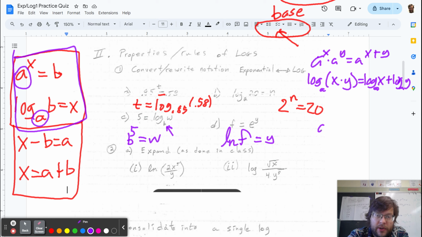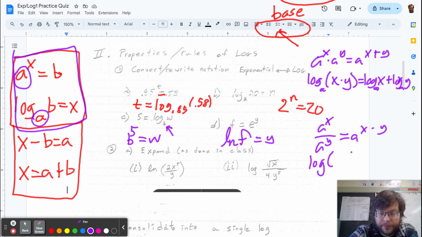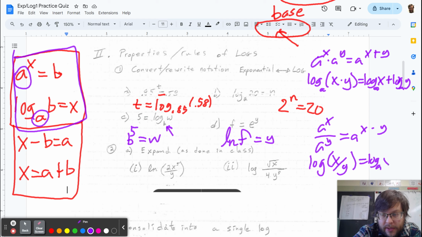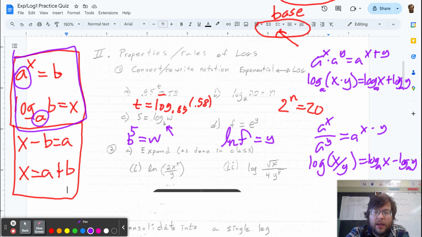Similarly, dividing exponents becomes subtracting, so dividing inside of a logarithm becomes subtracting. I kept saying it out of order from how I'm writing it. And then the last one is that when you have a power to another power, you can multiply those powers.